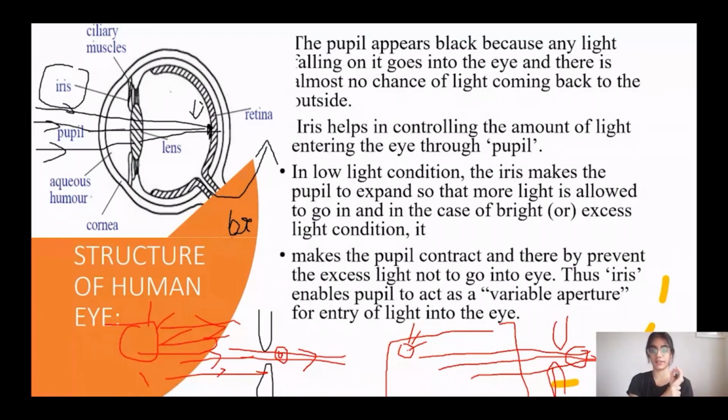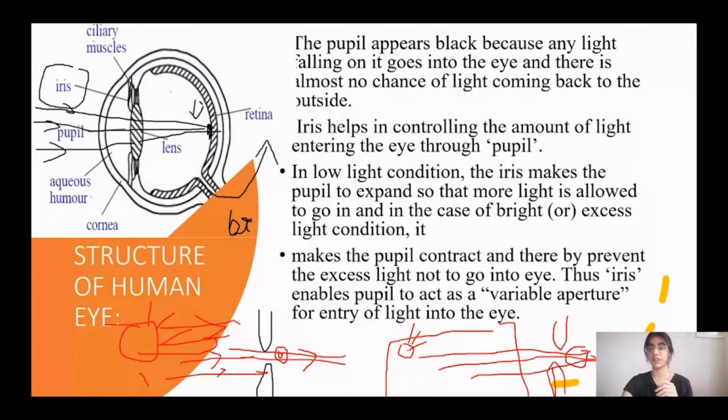So in a low light condition, the iris makes the pupil expand so that more light is allowed to go in, and in case of bright or excess light conditions, it makes the pupil contract, thereby preventing the excess light from going into the eye. Thus, the iris is the muscular diaphragm which will enable your pupil to act as a variable aperture.